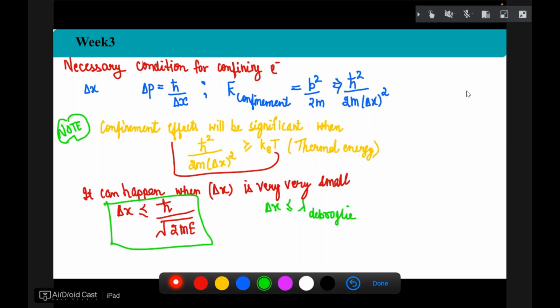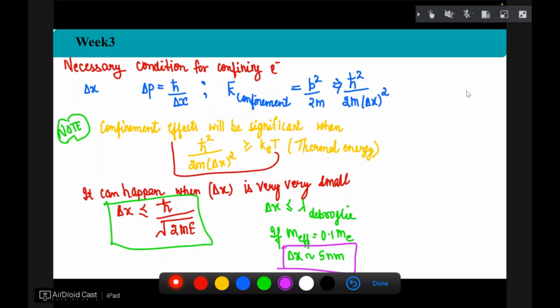So if I consider that m effective is equal to 0.21 m e, then what will be my delta X? It will come around 5 nanometer. So from this we can say, if we confine an electron to a dimension of 5 nanometers, we will see the confinement effects. So we have to consider the quantum behavior of the electrons.